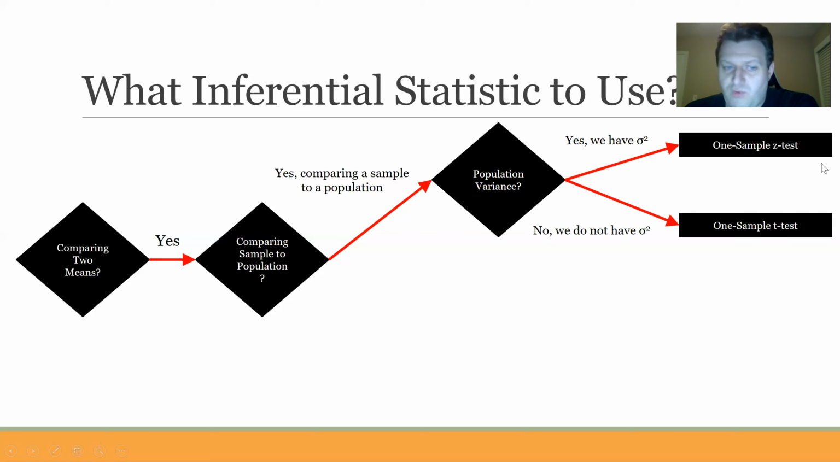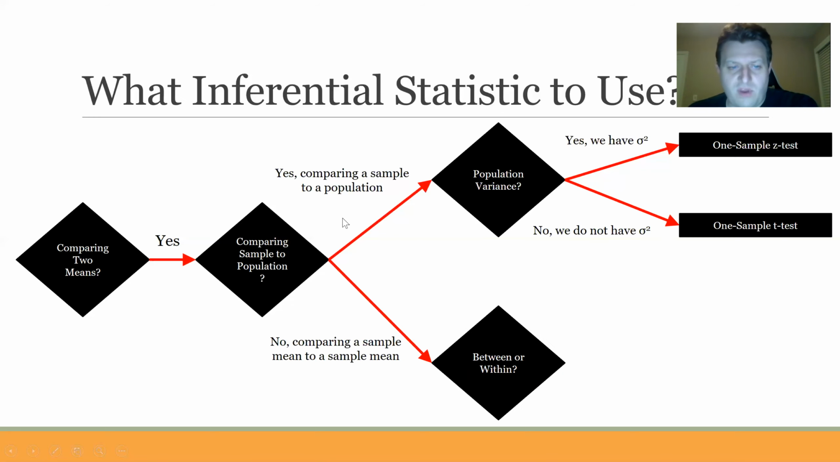Okay, so if we're comparing a sample to a population, we're either doing a one sample z-test or one sample t-test, depending on if we have access to what the true population variance is. So let's say that we're comparing two sample means, something that happens much more frequently. All right, the next question that we have to ask ourselves is, how do we manipulate the independent variable? Did we manipulate it between subjects, or did we manipulate it within subjects?